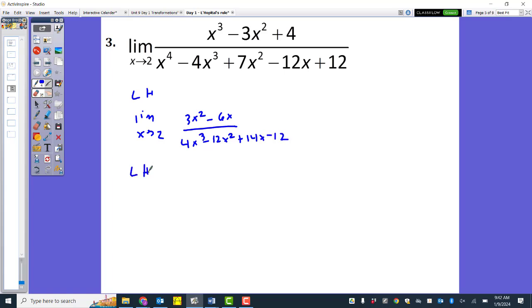Then you do L'Hopital's rule again, because if we plug in 2, we still get 0 over 0. We have a limit as x approaches 2 of 6x minus 6 over 12x squared minus 24x plus 14. And now when we plug in 2, this is the first time we don't get 0 over 0. And so we could simplify this down. I think it gives us 3 over 7. All right?